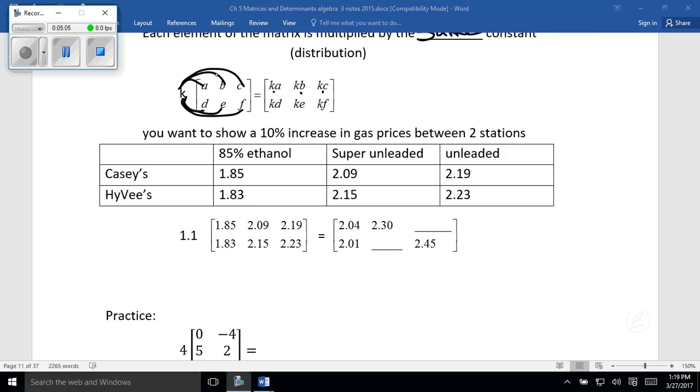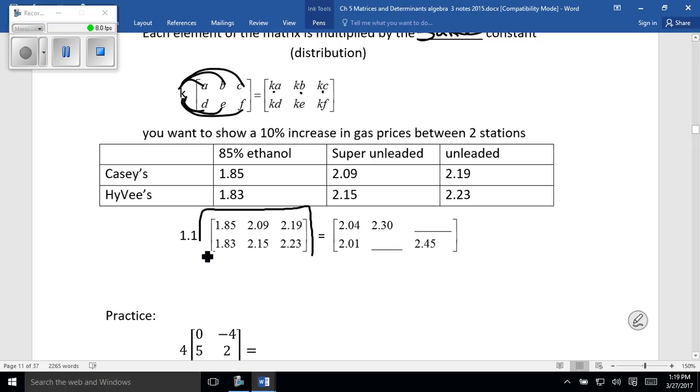All right, so I said at Casey's your 85 was $1.85, super unleaded was 209, and the leaded was 219. Understood. Okay, then at Hy-Vee, these were my three answers. This is just a table without the labels. Understand? So when you work with an Excel spreadsheet, you are working with matrices. That's what you're doing, just in a different way.